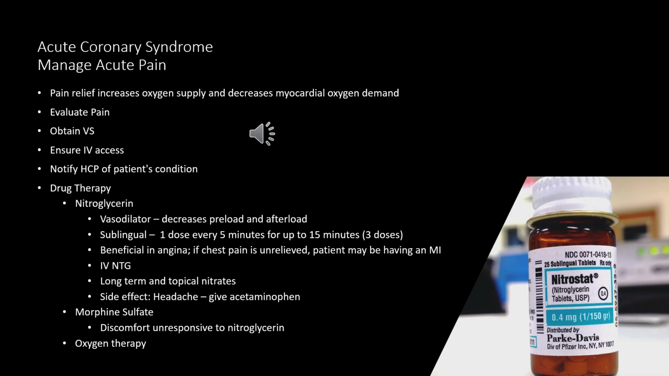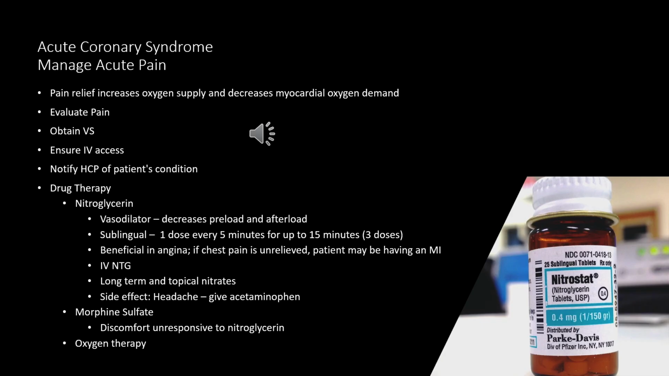So nitroglycerin is first-line treatment. Nitroglycerin vasodilates the coronary arteries. It makes them bigger, so this improves blood flow to those ischemic areas. Nitroglycerin also reduces the preload and the afterload, so that lowers the myocardial oxygen demand.